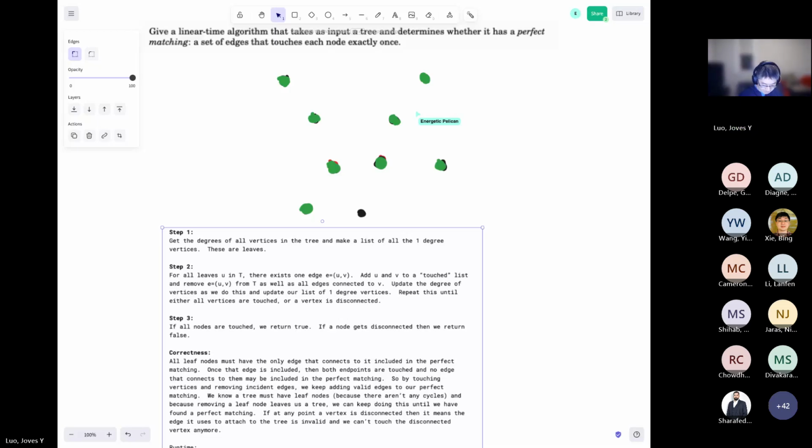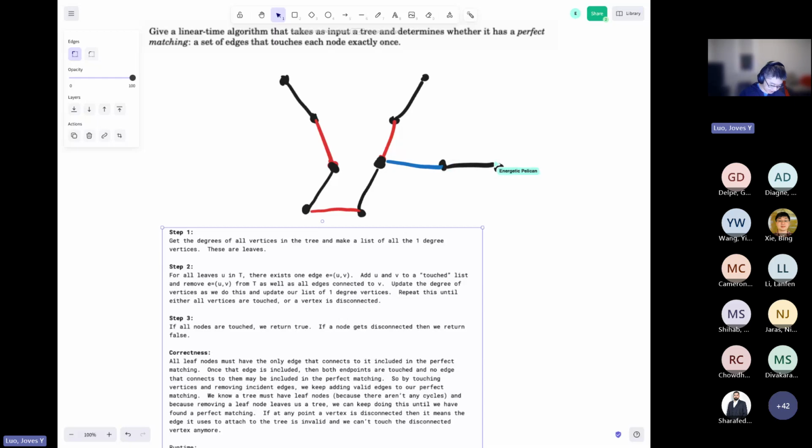Okay. Now what happens if I had done this with an actual perfect match? All right. Now, visually, we can see that this has a perfect match. Let's make sure our algorithm works, okay? So we get all the 1 degree vertices. We grab them. We said everything on the other side of the edge, we grab those as being touched. Okay, and then the next part is to start deleting any edge that's attached.